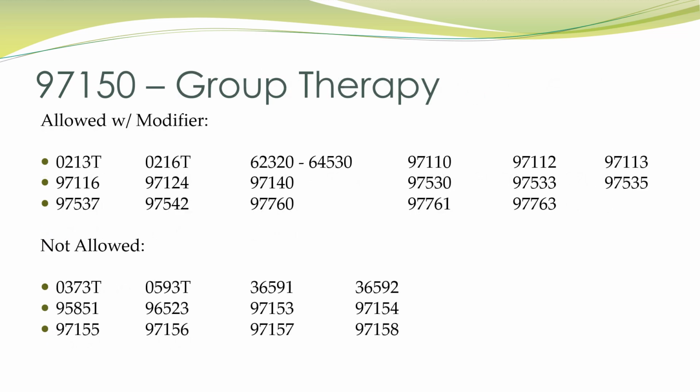Now with group therapy, 97150, there's going to be a number of codes, mostly therapeutic procedures, that you're not going to be able to bill on the same day with group therapy without a modifier, and even some with a modifier. So you just want to double check these codes here when you're doing group therapy. Make sure you're in the right category, allowed with modifier, then use the modifier. If not allowed, you can't do it at all. So you may want to just double check when you're doing group therapy. Look at the NCCI codes for that to make sure you're not billing two codes that can't be billed on the same day.